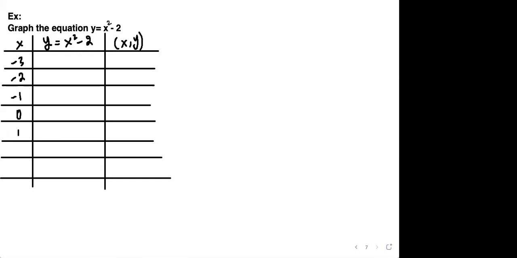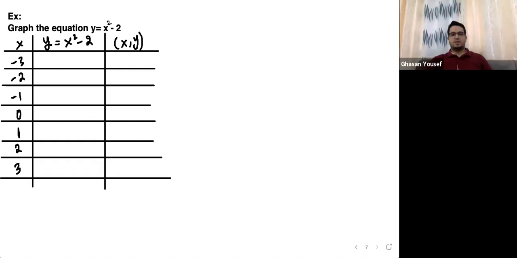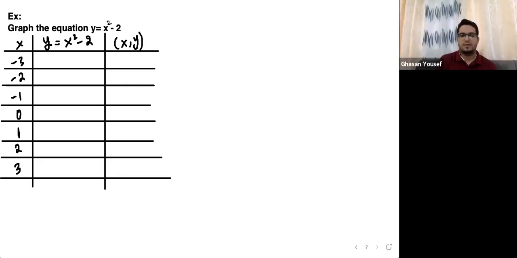Can you choose every other number? Yes, you can choose any numbers you like. But if you choose every other number, the graph is more spread out. You can take, for example, 0, minus 1 and minus 2, instead of taking all these numbers. You can take just 0, 1, 2, and minus 1, minus 2. You don't have to take a lot of points. You can take 3 points, 4 points, or 5 points.